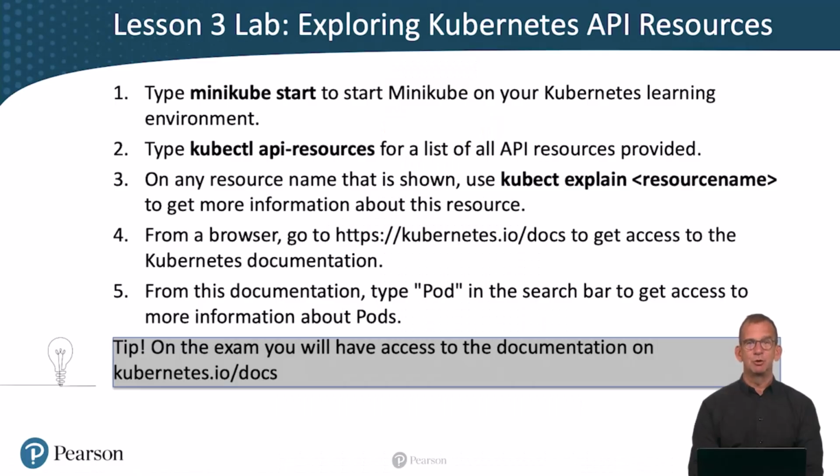Now in the lab environment, use minikube start to start Minikube. Then you type kubectl api-resources to show a list of all API resources that are provided. And on any resource name that is shown, use kubectl explain on the resource name, like kubectl explain pod. That will give you more information about this resource. Next, from a browser, go to kubernetes.io/docs to get access to the Kubernetes documentation. And from this documentation, type pod in the search bar to get access to more information about pods. Important tip, on the exam, you will have access to the documentation on kubernetes.io/docs. And as you will notice, that will really come in handy.